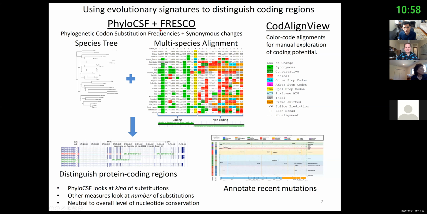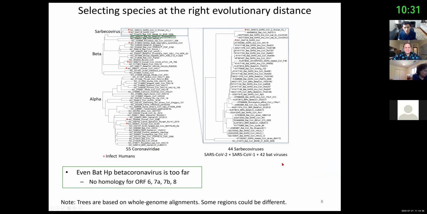We've also used Fresco, a tool developed by Rachel Silfen, based on work initially done by Mike Lin in my group, to basically look at synonymous changes, namely nucleotide changes within protein coding regions that change the nucleotide, but have an additional overlapping function within those. And then we use those two tools to distinguish protein coding regions and to annotate the recent mutations of SARS-CoV-2 during the COVID-19 pandemic.